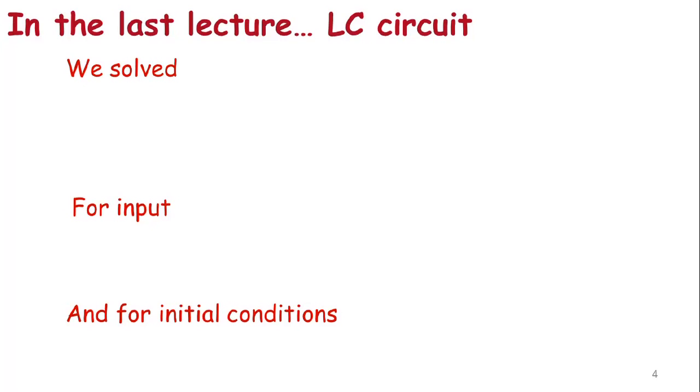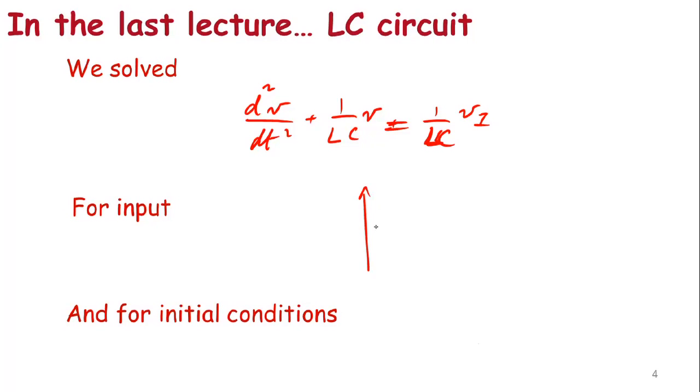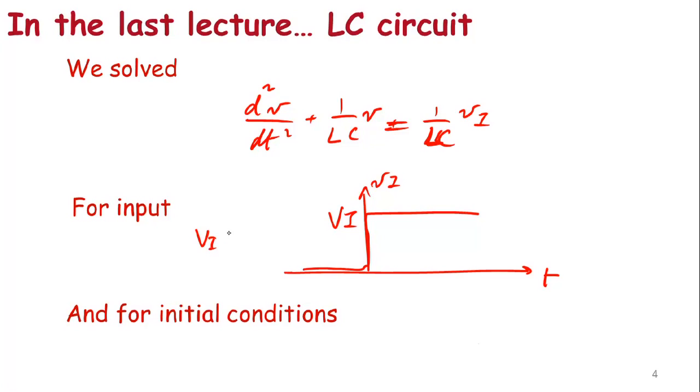We wrote the equation for the node with the voltage V, and that was given by d squared V by dt squared, a second order differential equation, plus 1 by LC V equals 1 by LC VI. We said, let's go ahead and solve this for an input that looked like this, a step for voltage VI that goes from 0 to capital VI. So this input could be represented as VI U of T, where U of T is my unit step.